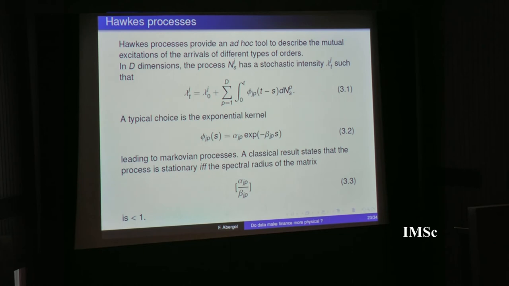It's not essential. There are many non-Markovian Hawkes processes used in the literature, but we have stuck to Markovian processes. This is just a standard mathematical result on the stationarity of the process. There is a condition on the spectral radius of this matrix.